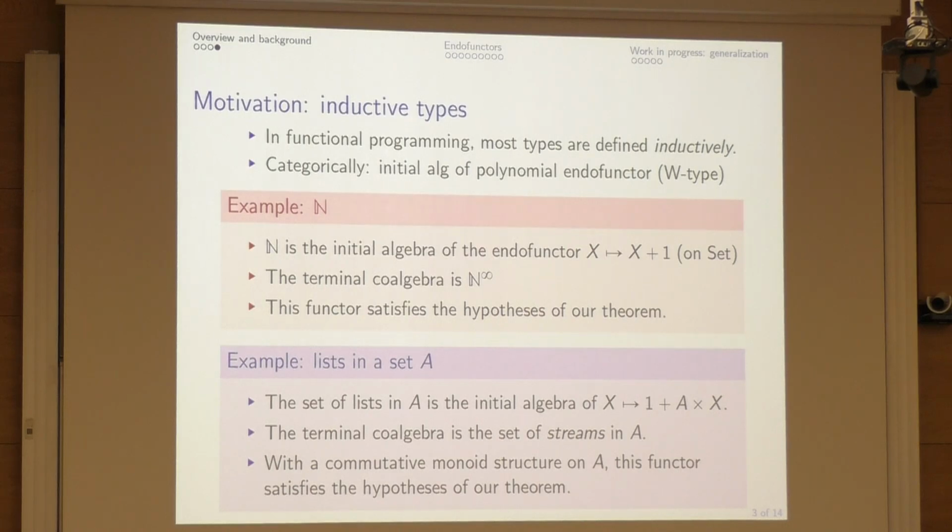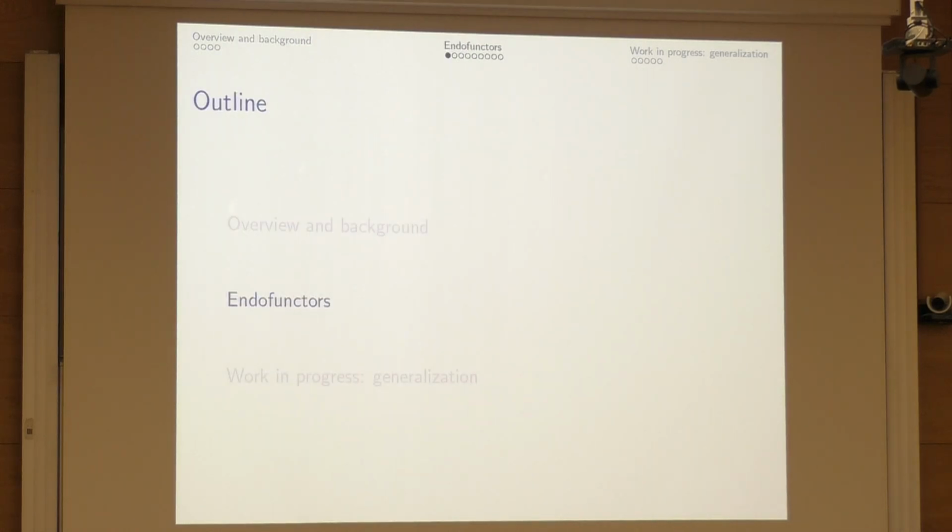And this functor also satisfies the hypotheses of our theorem, but we need a little bit of extra algebraic structure, because if you remember, one of the hypotheses was that this functor is lax-monoidal. And if you unroll what that means, we need a little bit of extra algebraic structure. In particular, we need the structure of a commutative monoid on our original guy, A. Otherwise, that is another example. And we'll see more examples at the very end. But those are motivating examples.